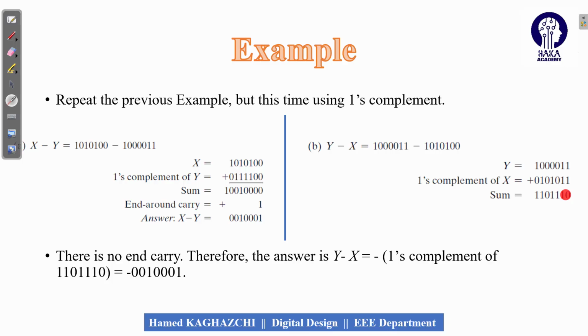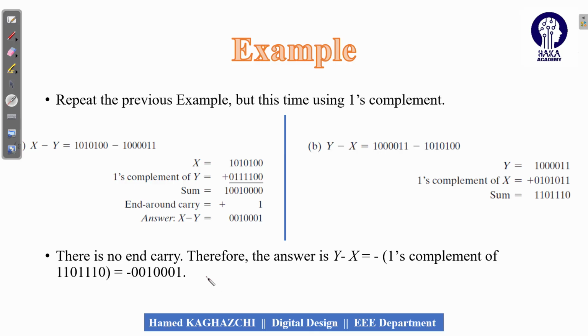When I don't have a carry, it means that I need to again find the first complement of the number, in this form, and place this negative sign here. What is the first complement of this number? 1, 0, 0, 0, 1, 0, 0 with the negative.